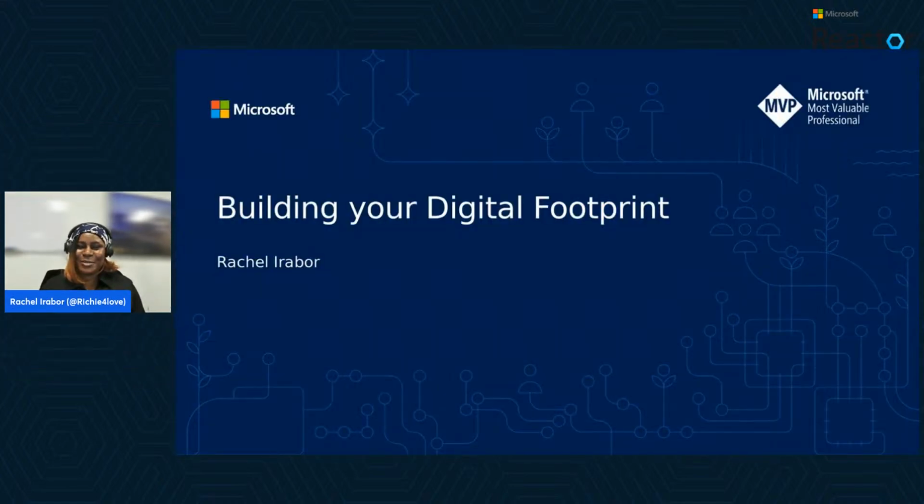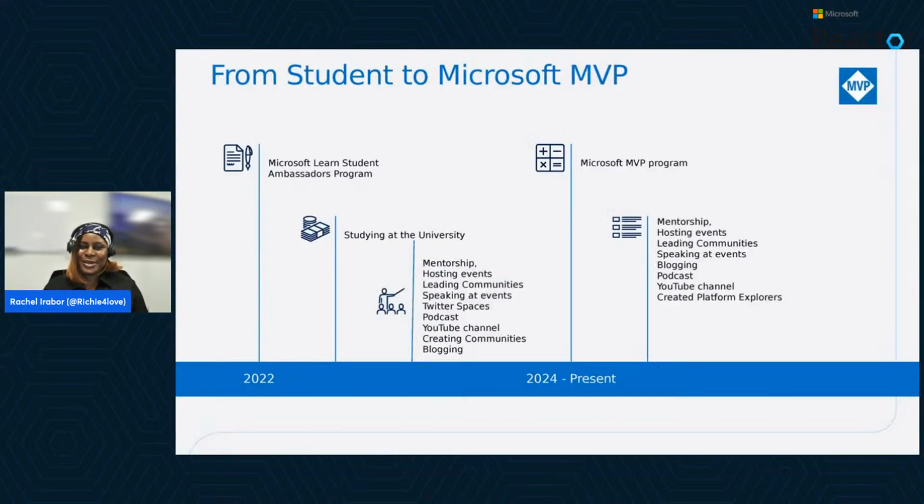My name is Rachel Rabo. I'm a Microsoft MVP. I graduated from the Microsoft Learn Student Ambassadors Program last year. I work as a Power Platform and a Dynamics 365 CRM developer. And my journey actually started from 2021, the ending of 2021. And I got to learn about the Microsoft Learn Student Ambassadors Program as a student.